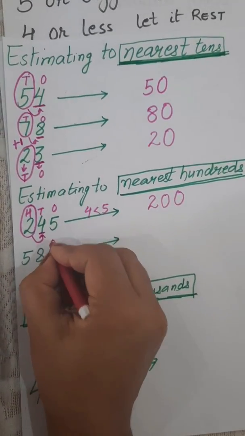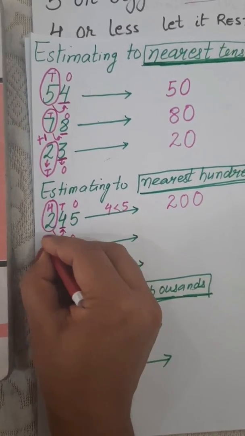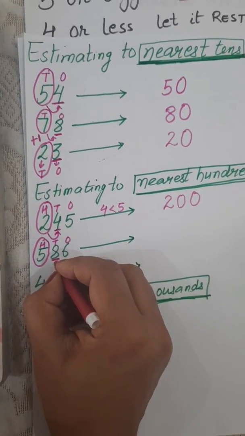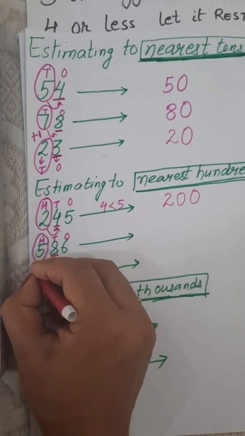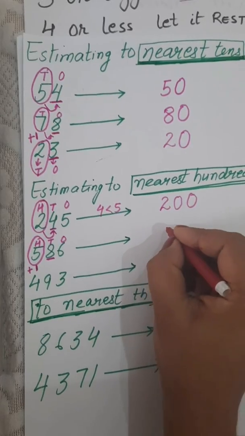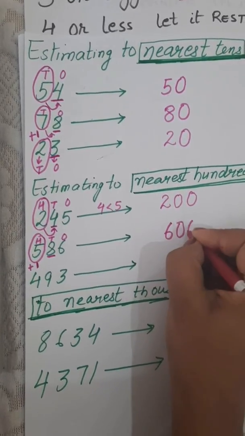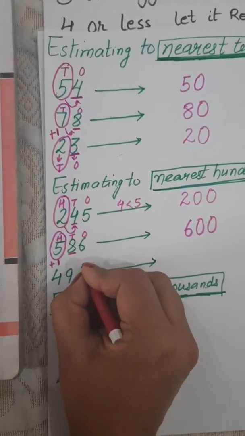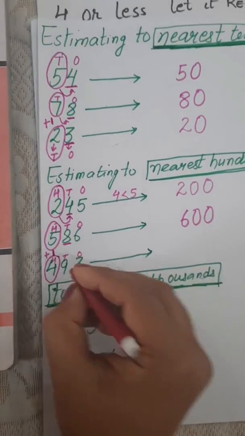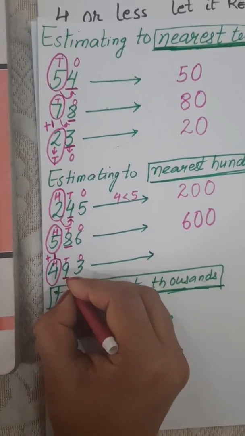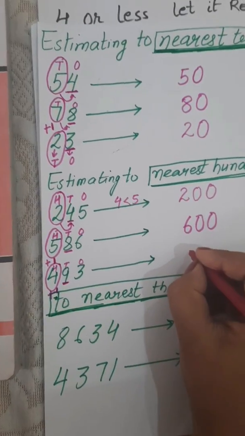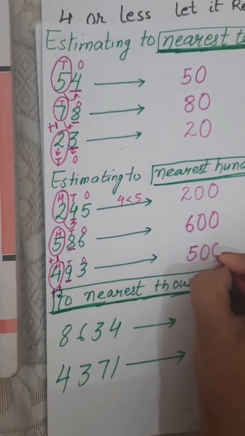Now next, again ones, tens, hundreds. Circle this digit, underline this digit. This digit is bigger than 5, so you have to add one more, and it equals 600. Next, again circle this digit and underline the digit to the right. This is 9, which is bigger than 5. Again you add one more and it becomes 500.